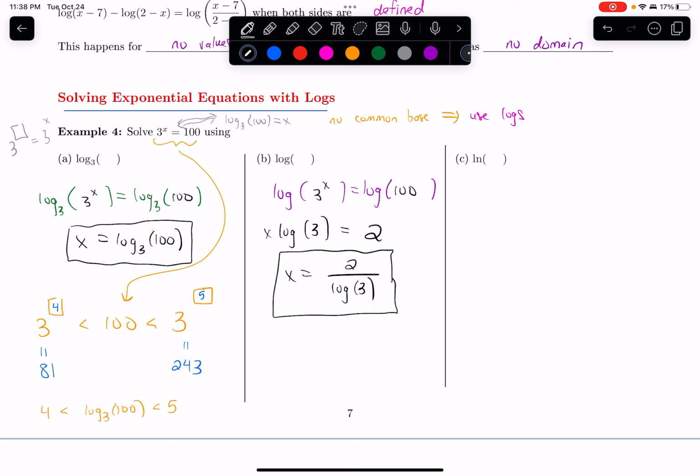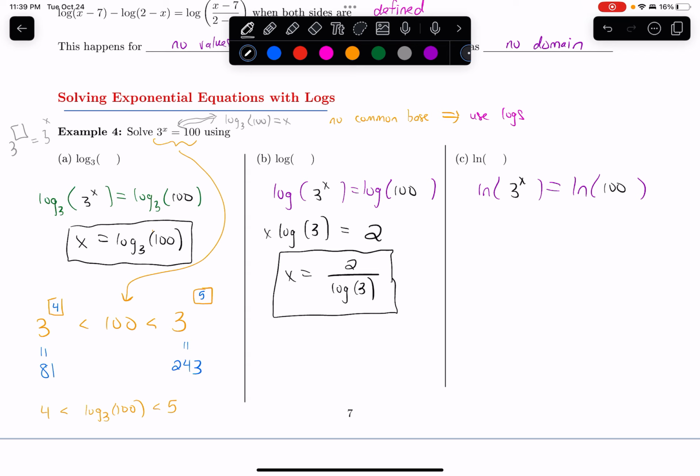It looks a little different than this first way, but we'll show in just a minute that they're actually the same. Okay, but first, let's do this thing with ln. So if I instead took ln of both sides, ln of the left and ln of the right, I can do that as well. So ln of 3 to the x equals ln of 100. I could do it with any log base if I wanted to.